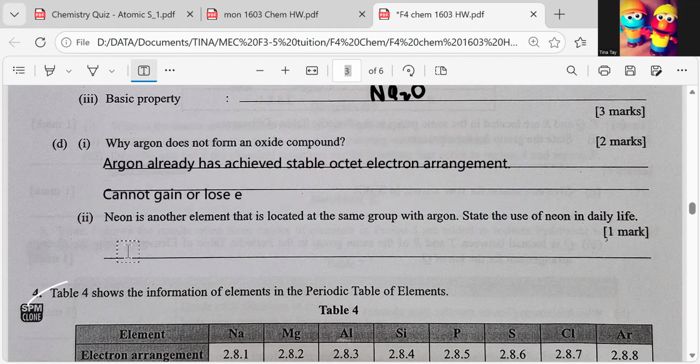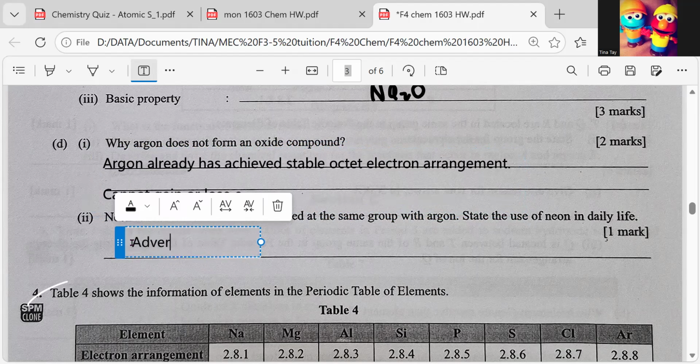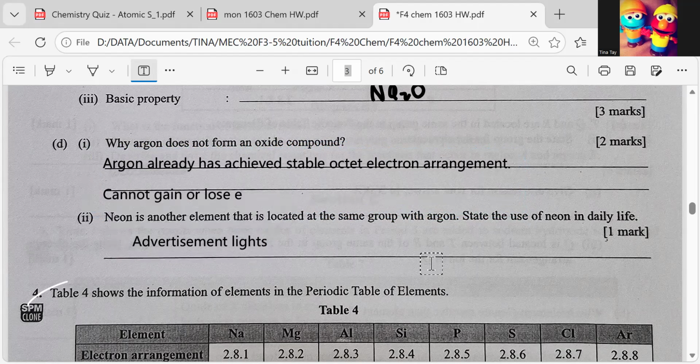Neon is another element that's located in the same group as argon. State the use of neon in daily life: for advertisement lights. Remember neon lights? Okay.